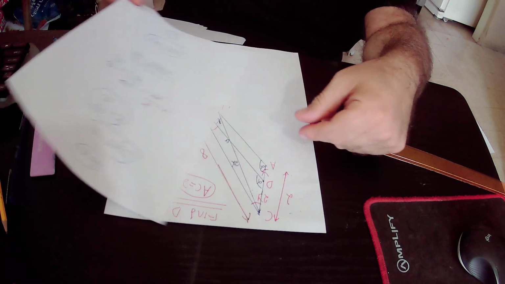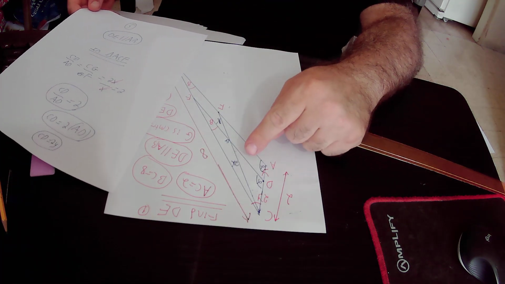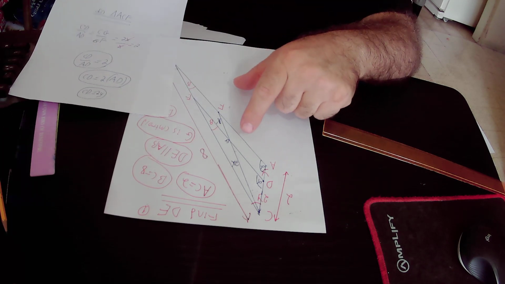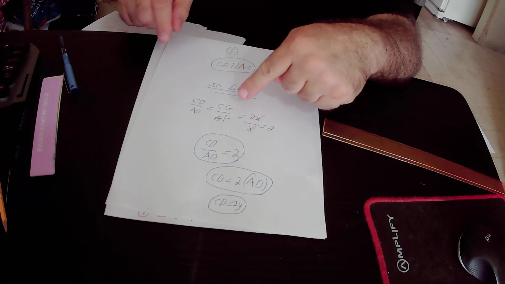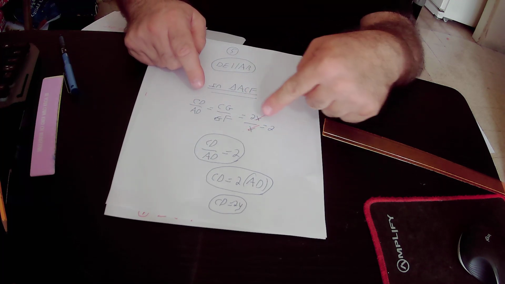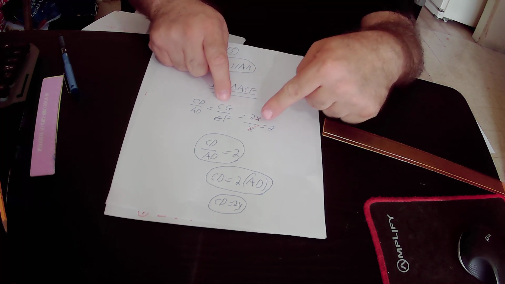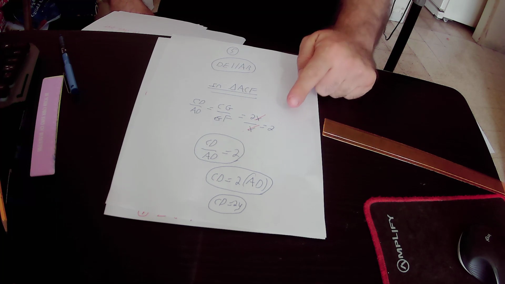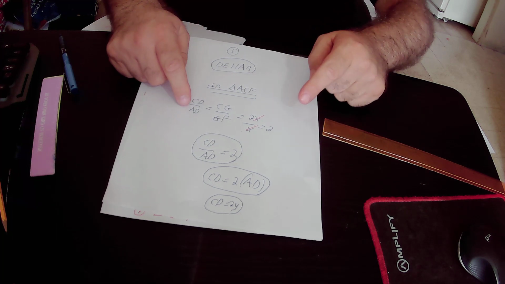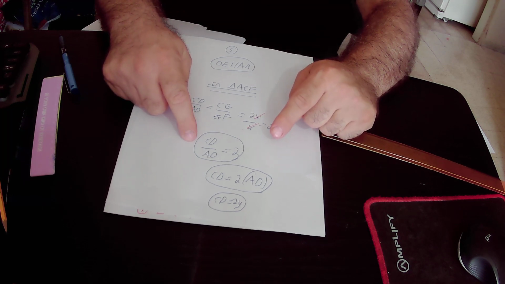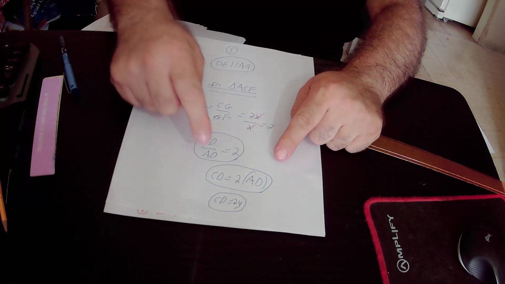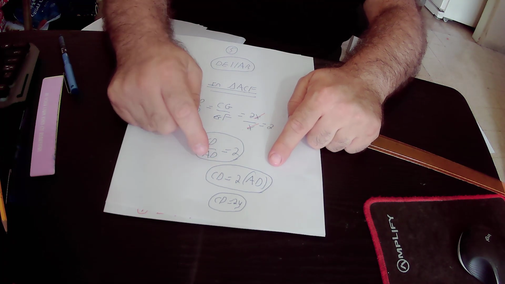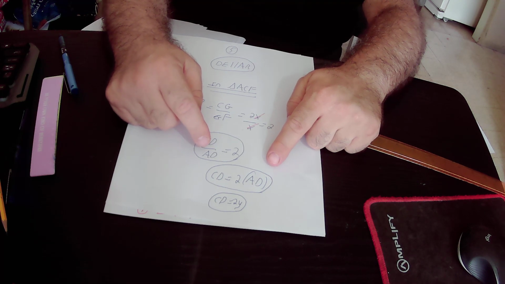Okay, and what is the value of CG? The value of CG is 2x. So we can write here CG equals 2x, and the value of GF is x. So we can write down here that GF equals x. CG equals 2x and GF equals x. So 2x over x is 2. So we actually found out that CD over AD equals 2. And if we multiply this equality by AD, we get that CD equals 2 times AD. That is to say, CD is twice as large as AD.